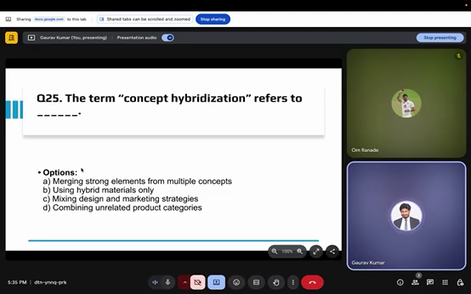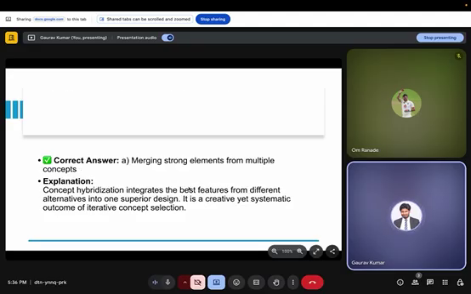Okay, so hybridization maintains flexibility within the otherwise convergent process of concept selection when two concepts score closely but excel in distinct criteria. Their fusion can yield a more robust design without restarting the ideation. Hybridization is presented as an advanced outcome of iterative evaluation, transforming the competition among concepts into collaboration between ideas, and it exemplifies the principle that innovation often arises from recombination, not in isolation. Okay, so A is the right answer.